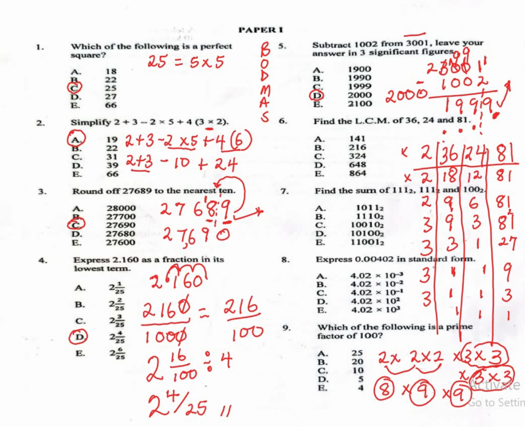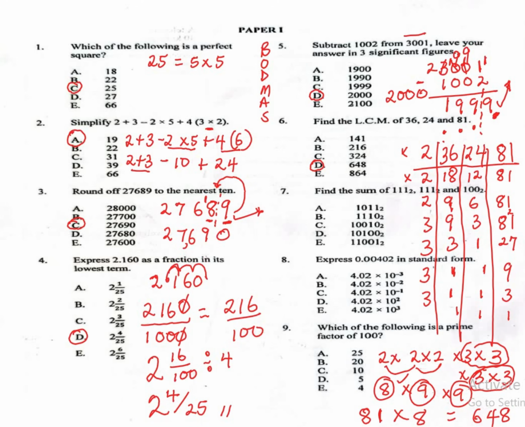9 times 9 is 81. Then 81 times this 8 here. 8 times 1 is 8. 8 times 8 is 64. So my answer is 648, which is option D.